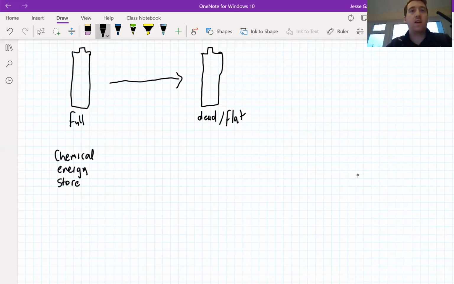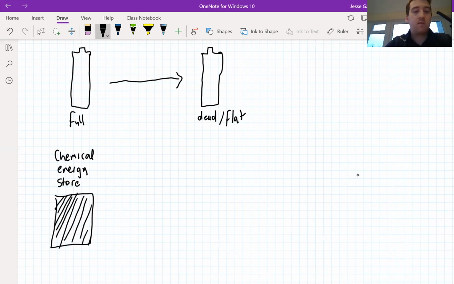Okay, the chemical energy store. When we have our full battery, we have this chemical energy store which is completely packed full of energy, full to the brim. It's a brand new battery, packed full of energy. What this basically means is it's got loads of chemical inside the battery that's ready to do chemical reactions, and that will release the energy to be used.